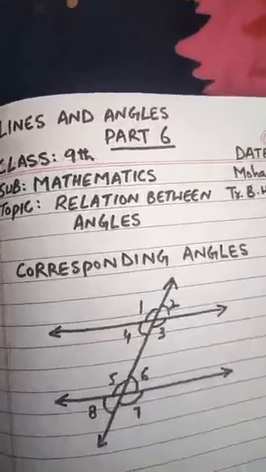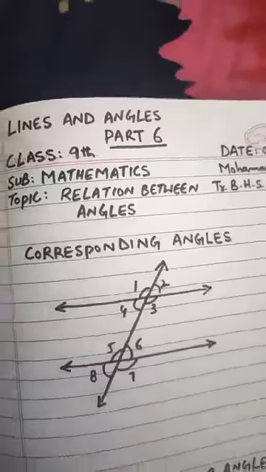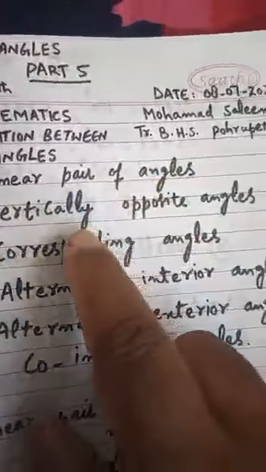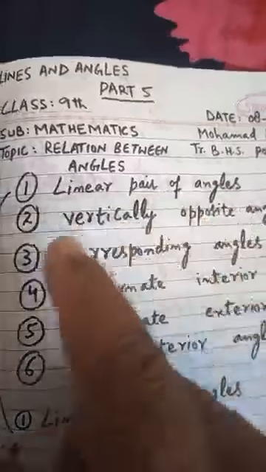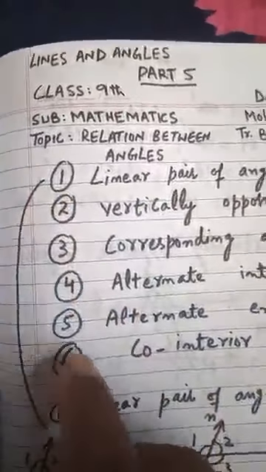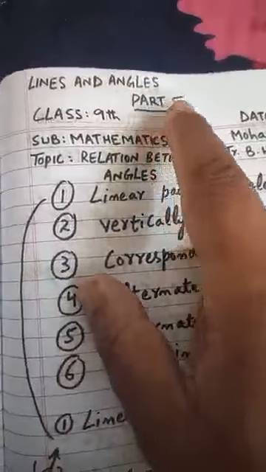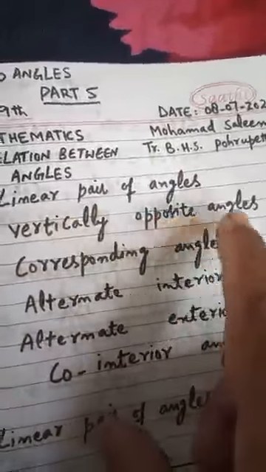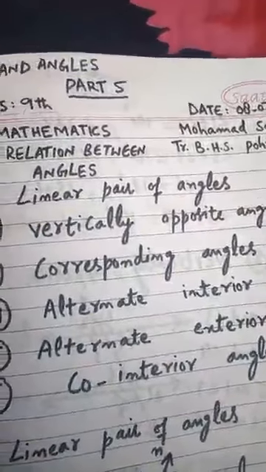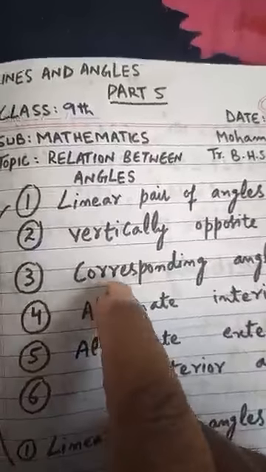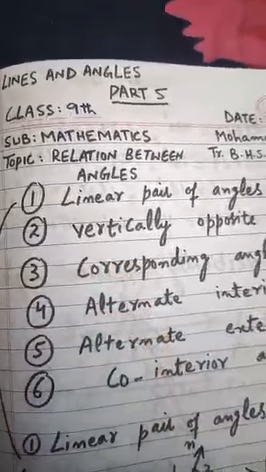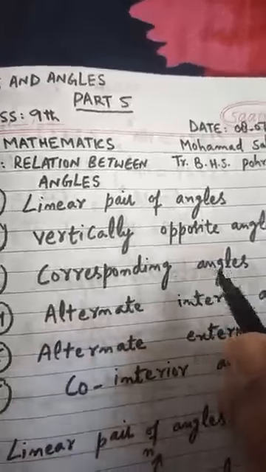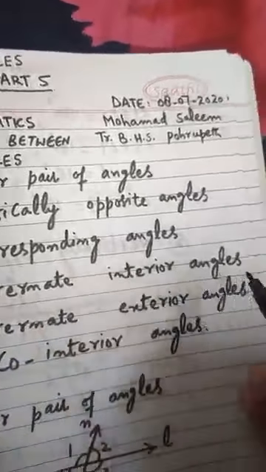We have already discussed two relations between angles, that was linear pair of angles and vertically opposite angles. These relations are 6 in number. We have discussed in lecture 5 linear pair of angles and vertically opposite angles. Now in today's lecture we will discuss the remaining relations of angles. Let's take the relation of corresponding angles and alternate interior angles.